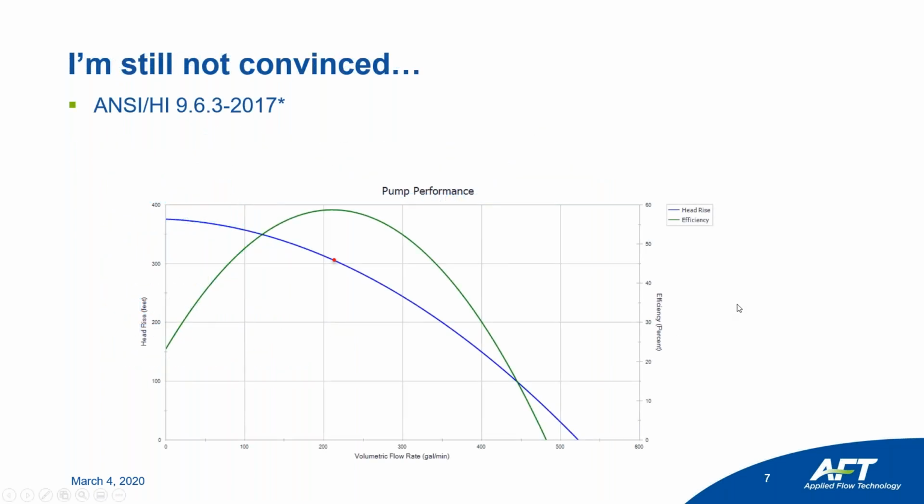So what if you're still not convinced about the importance of BEP? There are actually standards in place from ANSI and the Hydraulic Institute. I put an asterisk on this because it's changed a bit recently, but this is kind of my rule of thumb. Generally, these will change based on pump specific speed, whether it's an axial pump or more of a radial pump. But in general, my rule of thumb is that your preferred operating region is about 80 to 110% of that BEP flow.